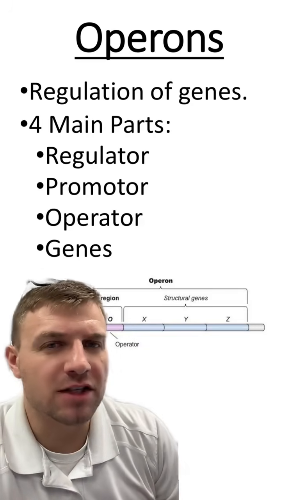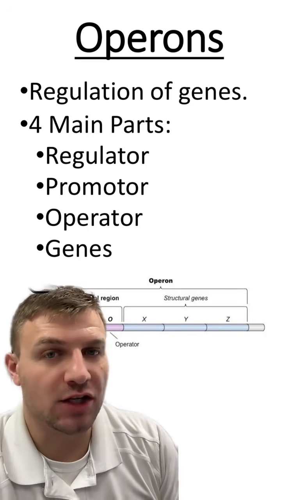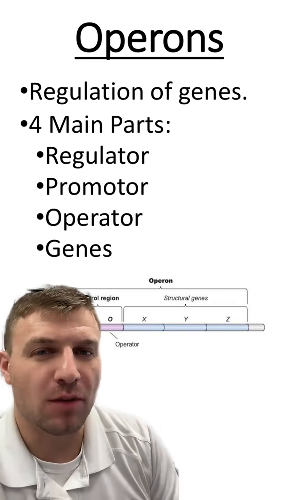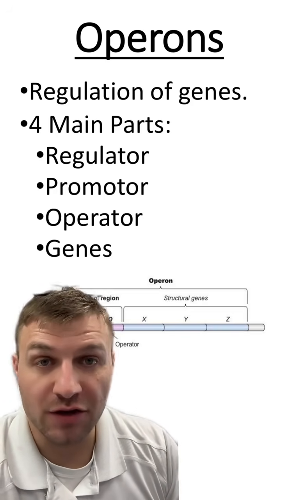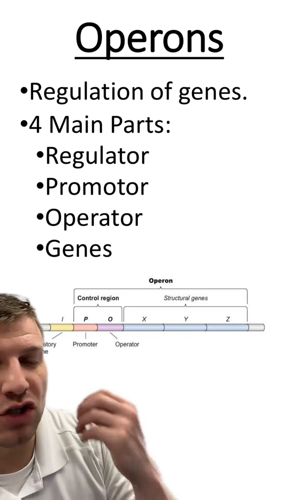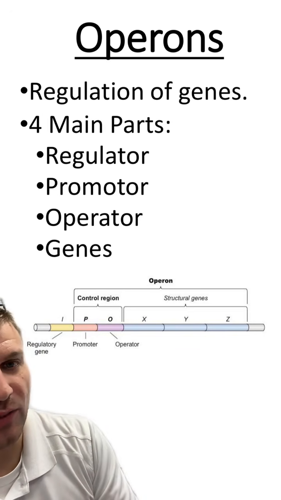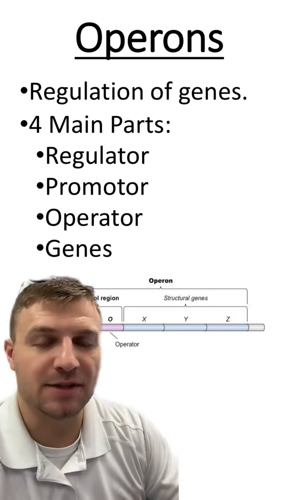Let's go over the different parts of an operon. Remember that operons refer to how prokaryotes regulate gene expression. And there are 4 different parts of an operon. You have your regulator, your promoter, your operator, and then your genes. When you see these parts in an illustration like this, it's just showing us different parts of the DNA sequence. So each of these sections is going to be a section of DNA that has a specific function.